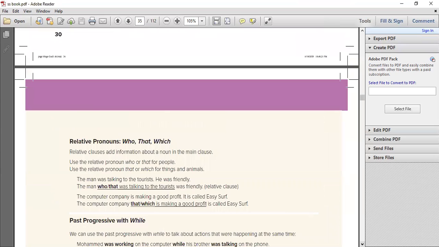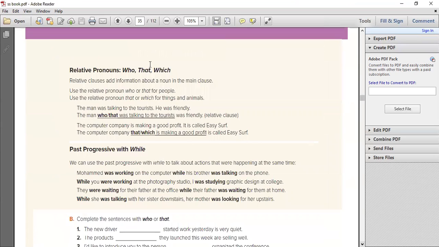You remember the relative pronouns? Who, that, and which? We said that "that" comes with both things and people, while "which" comes only with things and "who" comes only with people. How is it going to be in the exam?